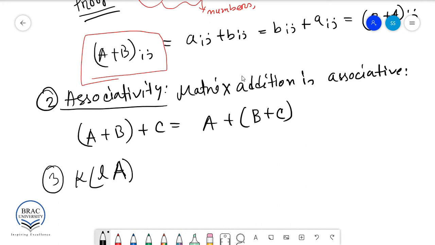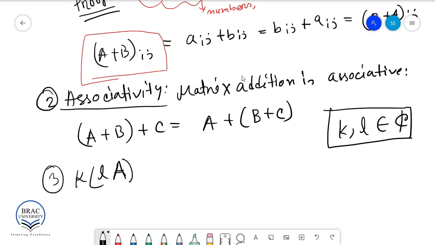So K and L belong to the complex numbers in general. And K(LA) will be equal to L(KA). That means if you first multiply L with the matrix A and then multiply K, the result will be the same as when you multiply K with the matrix A and then multiply L with it.